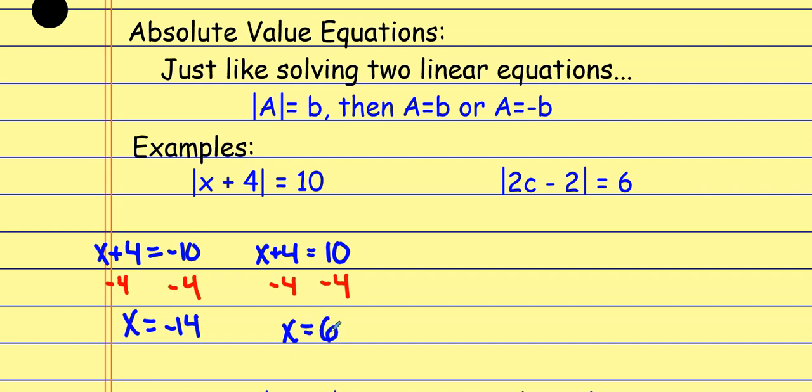And watch what happens if you plug it in. If you plug the negative 14 in, you get negative 14 plus 4. That gives me the negative 10. That's one of the values that's 10 units away from 0. So the absolute value of negative 10 is a positive 10. If you plug the 6 in, you get 6 plus 4 is a 10, a positive 10. Well, that's one of the values that was 10 units away from 0. So the absolute value of positive 10 equals a 10. So you can kind of see how that works when you plug them back in. That first value gives me the negative 10, which is 10 units away. The second value gives me the positive 10, which is also 10 units away. And that's it. I just get these two answers.